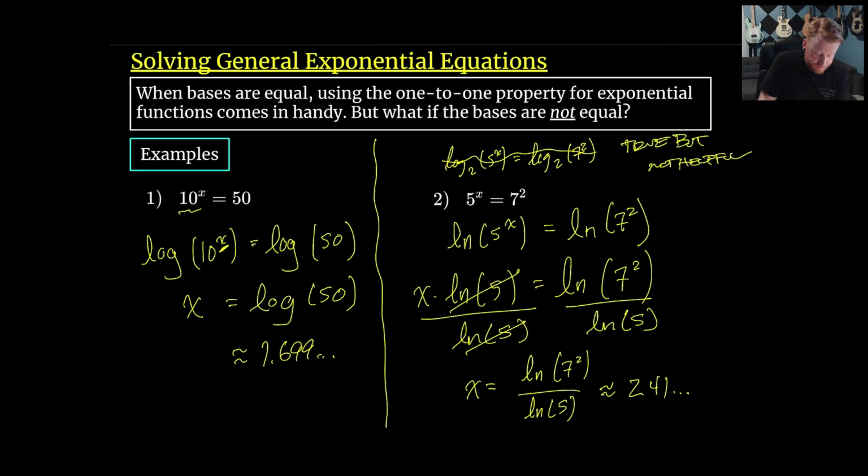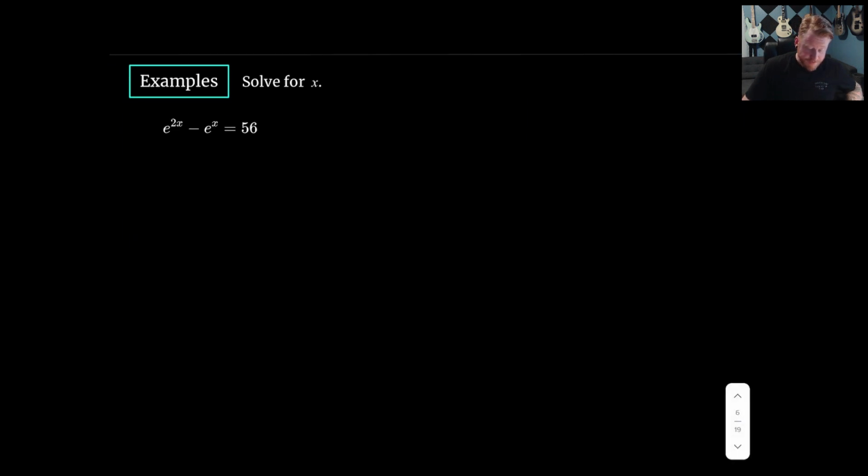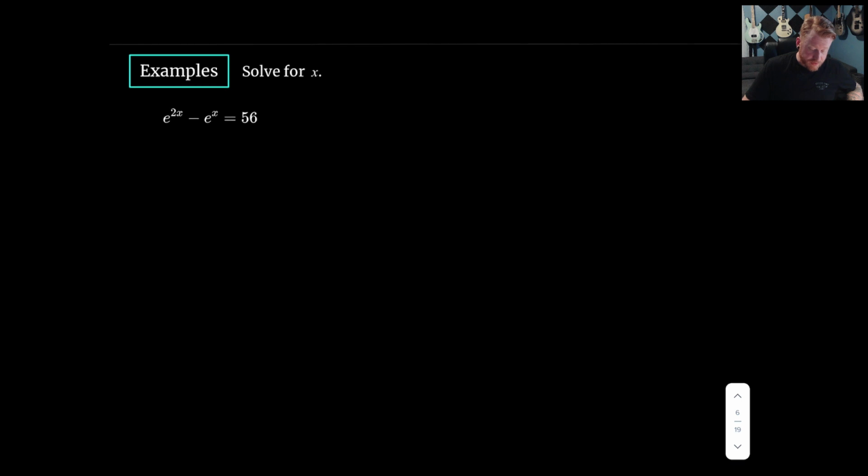So there we go. There's some ways to solve some general exponential equations here when we can't easily turn those bases into each other. All right, looking at another example here. We're asked to solve for x, and this at first glance doesn't look like the easiest problem in the world, but I think that we'll see that this is totally doable.